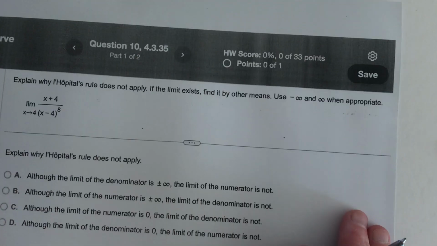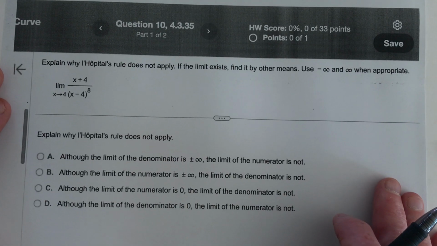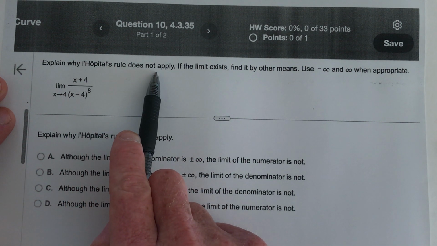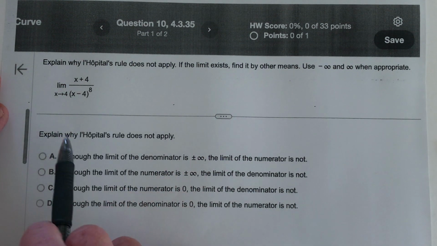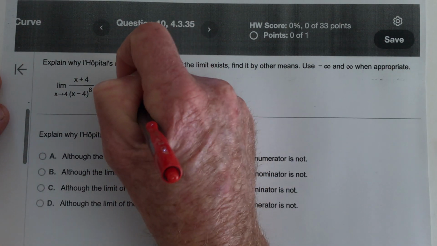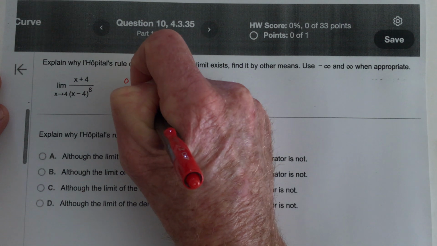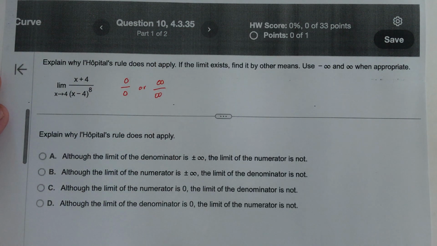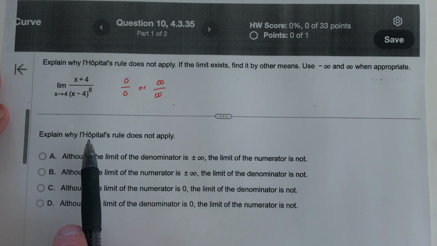And then I skip to number 10. Explain why L'Hopital's rule does not apply. So you can't use L'Hopital's rule for everything. It has to be that it's 0 divided by 0, or it's infinity divided by infinity. If it's any other form, you can't use L'Hopital's rule. It'll give you the wrong answer.